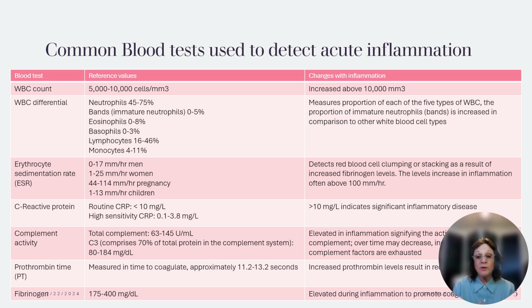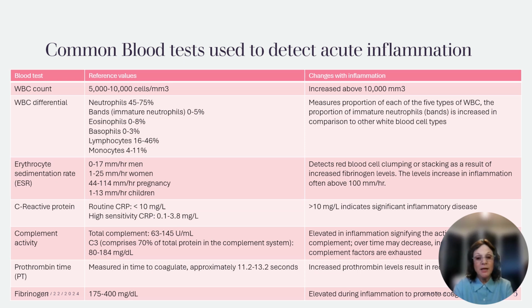So we've talked about C-reactive protein already. Just a note here, a level of greater than 10 milligrams per liter indicates that there is significant inflammation happening in the body. We look for complement activity as well. That's elevated in the inflammatory process, and it signals that there's activation of the complement system. It tends to decrease over time, but it can also be decreased just because the body has had to use up all of the complement factors.